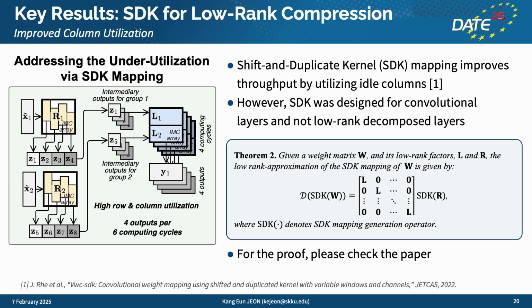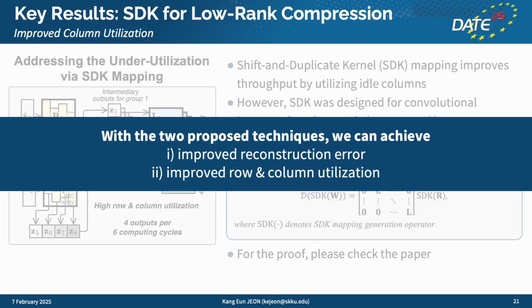As shown in Theorem 2, we propose a formulation of SDK for a low-rank decomposed matrix. More specifically, we found that low-rank decomposition of SDK mapped weight matrix is given by the multiple of diagonal block matrix of L and an SDK mapped R matrix. By doing so, we can improve the column utilization of the first multiplication stage as shown in the figure on the left. For the detailed proof of our theorem, please check our paper. In summary, with our two proposed techniques, we can achieve better reconstruction error and also improve row and column utilization.